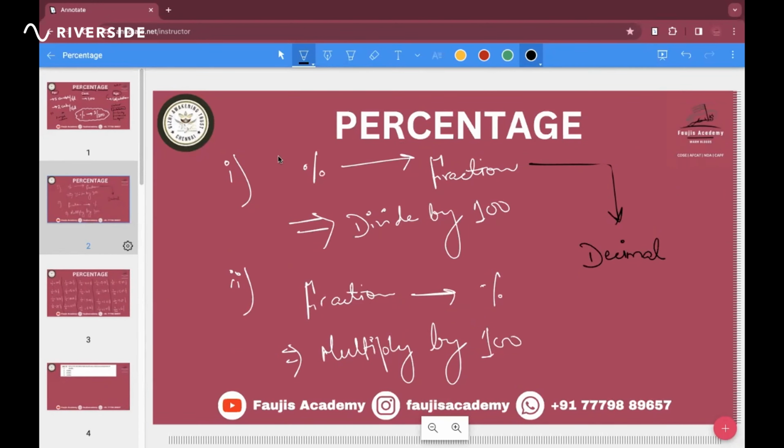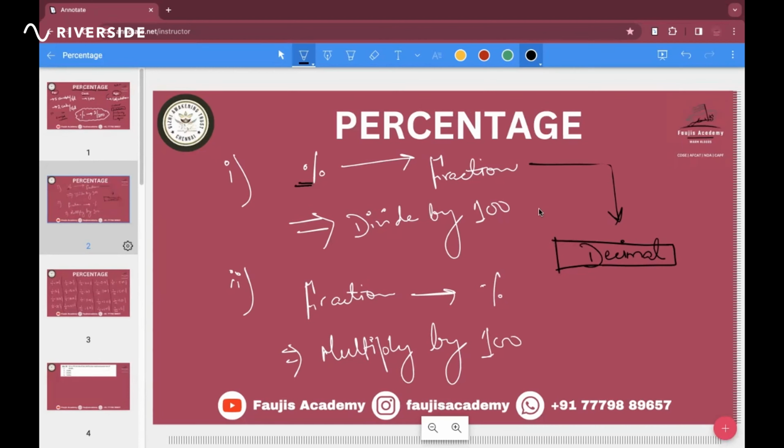In percentage, as I mentioned, in all these chapters very few concepts are there, but there are still a few. In the first concept, the percentage value can be transformed into a fraction, and that fraction can in turn be transformed into a decimal. But this decimal thing we'll read another day. So we'll just talk about percentage and fraction as of now. And how will you convert a percentage into a fraction?